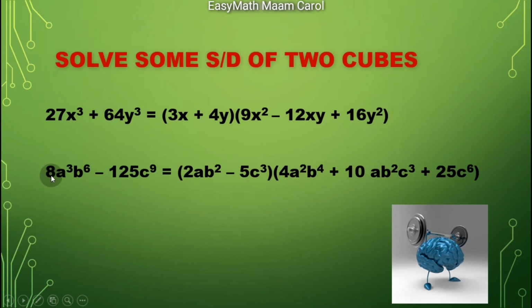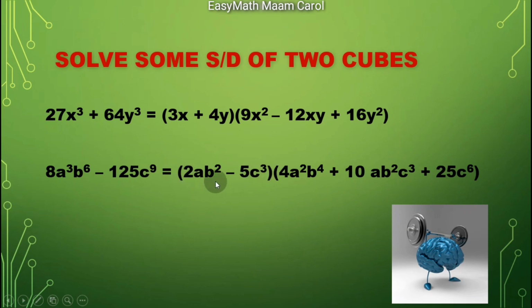Ano yung cube root ng 8? Diba, 2. Ano yung cube root ng a cube? Diba, a? Ano ang cube root ng b to the 6? That's b squared. Okay? So, sunod-sunod. And then minus. What is the cube root of 125? That would be 5. And then, what is the cube root of c to the 9 power? Tandaan na, dinidivide lang ng 3 ang mga exponent, kaya natin nakukuha yan. So, the cube root of this is c cube.